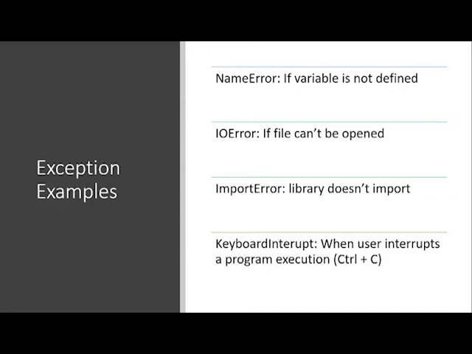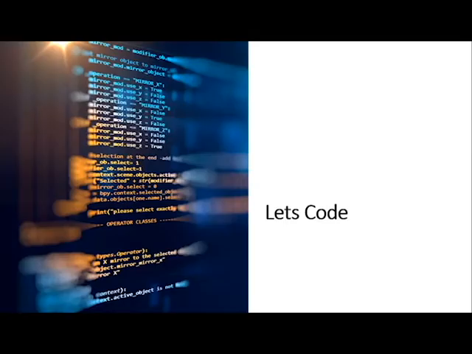Some examples of exceptions are NameError, which is related to a variable which is not defined; IOError, which usually triggers when we are dealing with files; ImportError, when we forget to import a library; and KeyboardInterrupt, when a user stops a program before it outputs something. So let's learn how to code exception handling in Python.